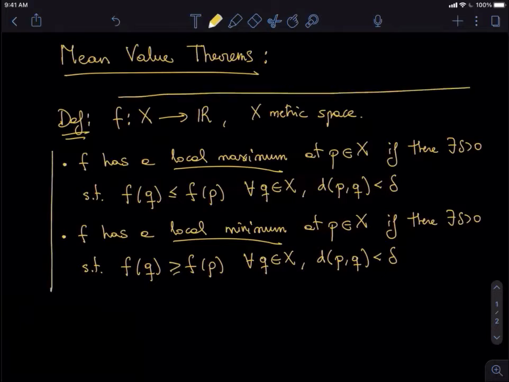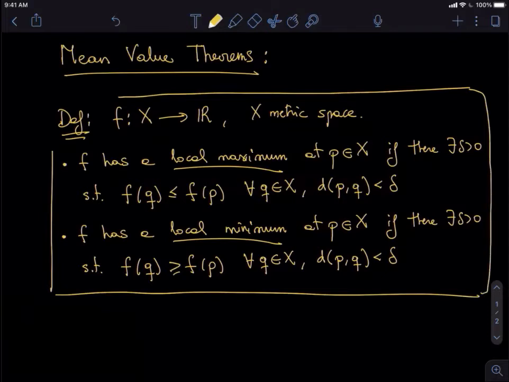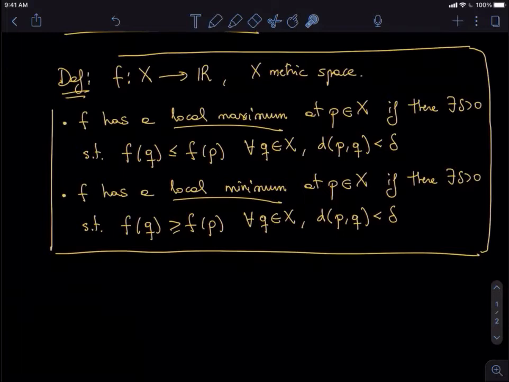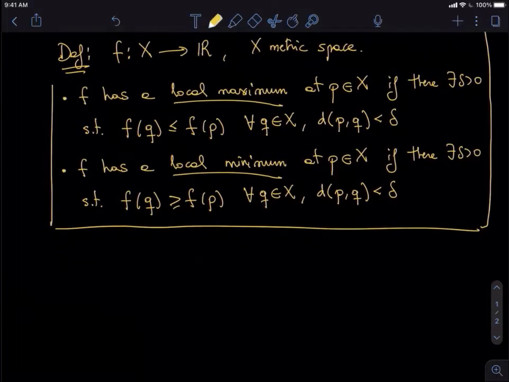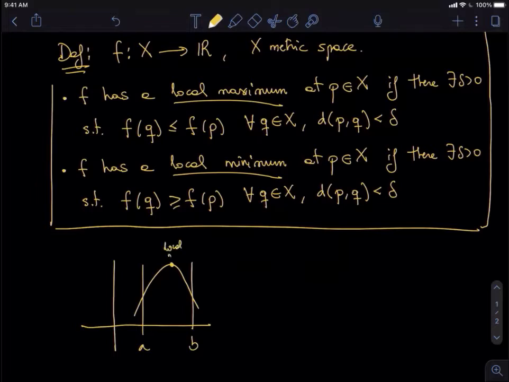Now, one thing that I want to emphasize here is that these are open neighborhoods. So somehow this is a typical confusion. If we have a function like this, clearly it has a local maximum, because it's an interior point and around P the function is smaller.